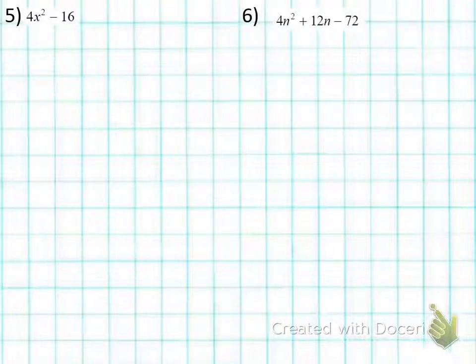Okay. Number 5. How many terms do we have up here? 2. Okay. Can we factor anything out? A GCF out of any of these? No. Oh, yeah, we can. A 4. Okay, so take out a 4, open parentheses.